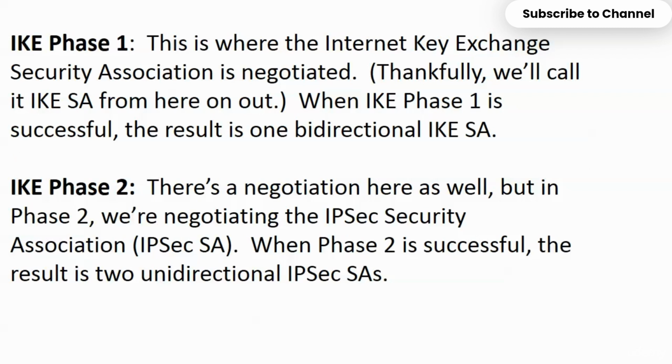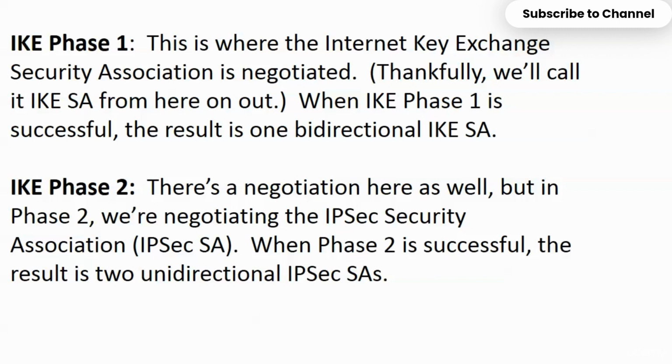Be sure you have these two phases totally clear in your mind as to what goes where and what's going on with IKE Phase 1 and IKE Phase 2. They're both negotiations. The first one, this is where the, take a deep breath, Internet Key Exchange Security Association is negotiated. And that's what we call an IKE SA, and that's what we'll be calling it from here on out. When this phase is successful, the result is one bidirectional IKE SA.